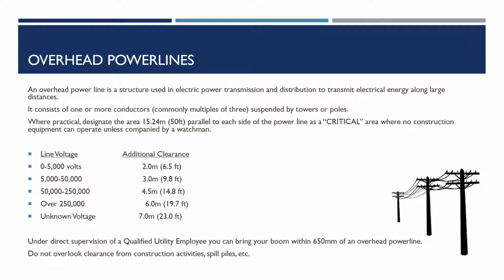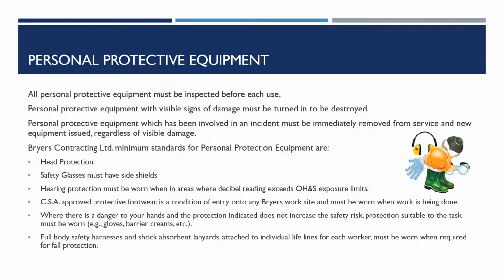Personal protective equipment. All personal protective equipment must be inspected before each use. Personal protective equipment with visible signs of damage must be turned in to be destroyed. Personal protective equipment which has been involved in an incident must be immediately removed from service and new equipment issued, regardless of visible damage. Bryers Contracting minimum standards for personal protective equipment are head protection, safety glasses which must have side shields, and hearing protection, which must be worn in areas where decibel levels exceed OHS exposure limits.